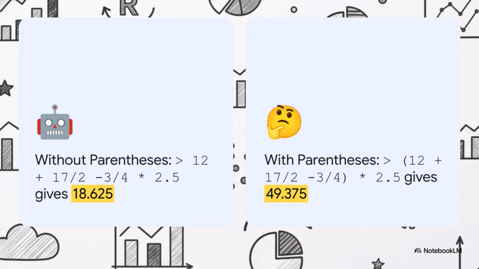Just look at this example right here. We're using the exact same numbers and the same operations in the same order. Without parentheses, R just follows its default rules, and it gives us 18.625. But the moment we add those parentheses, we're forcing R to solve that part first, and the result is a completely different answer, 49.375. A tiny little change in the syntax makes a huge difference in the result.